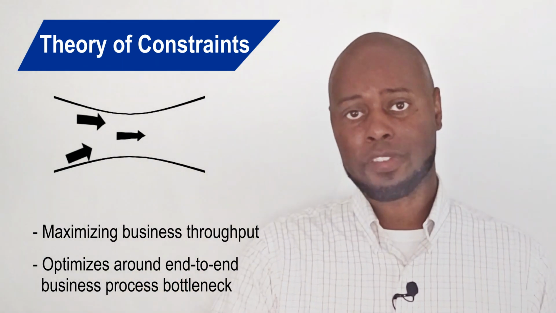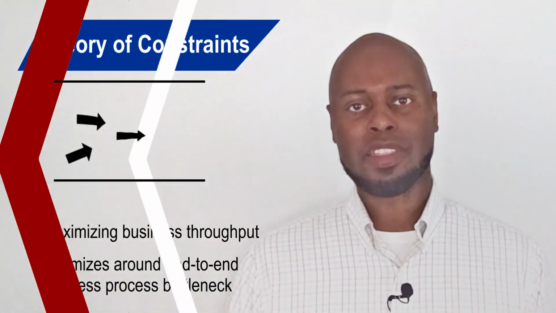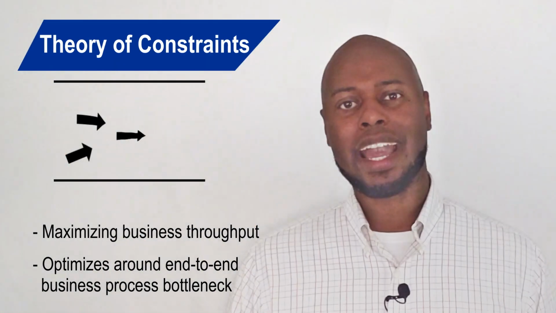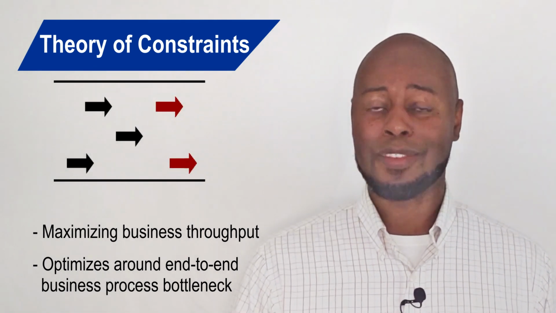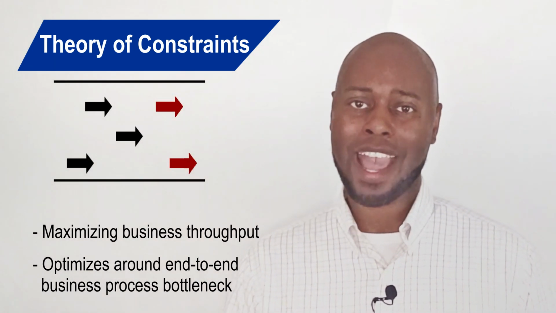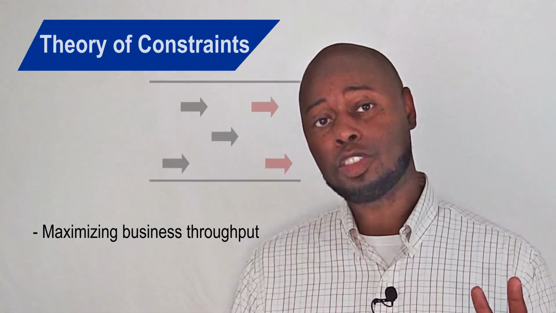In the case of theory of constraints, we're looking to optimize total business throughput from end to end. This method was developed and made popular by Eliyahu Goldratt's book, The Goal, which if you haven't read that, it's a fantastic book. I highly encourage you to add that to your summer reading list as well. In fact, there's also a part 2 that's a little less famous, that's also a great read.